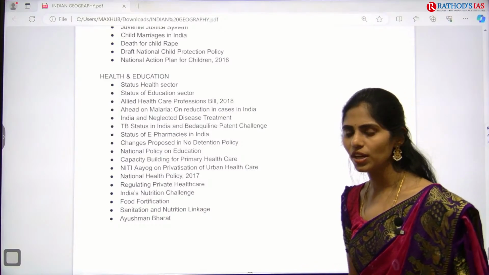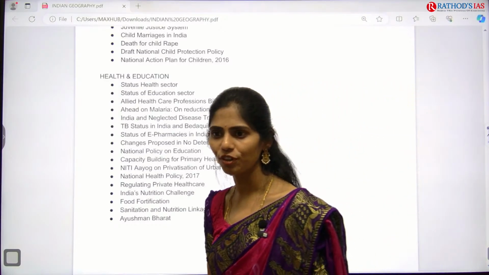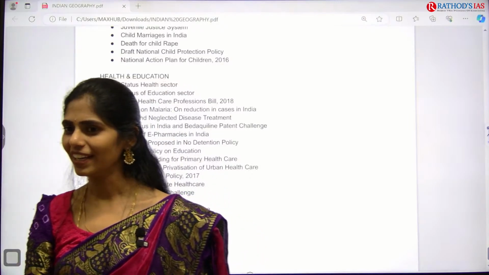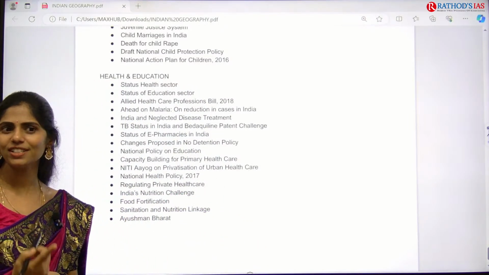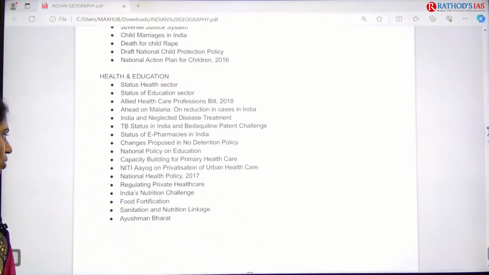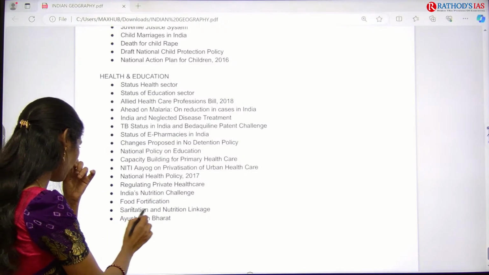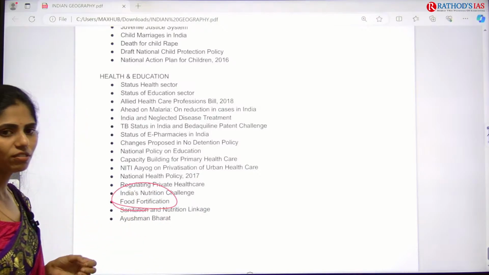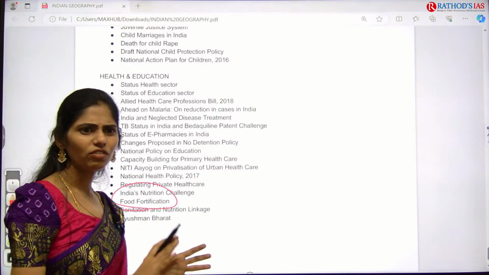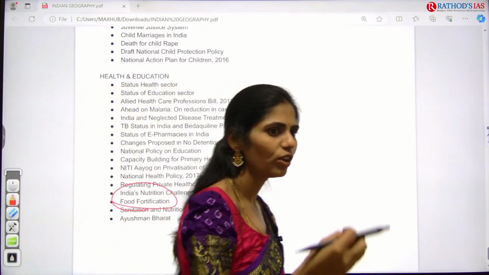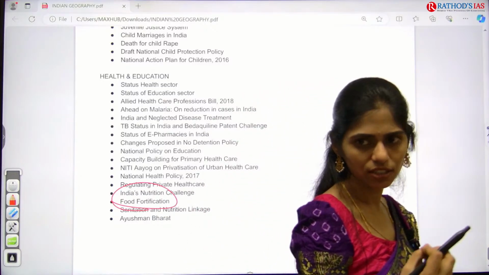And in education we have recently the National Education Policy of 2020, and you have to know that. And in health we have the National Health Policy, you have to know that. Okay. And even we have to focus on one important thing, food fortification. Now we are going for food fortification. Food fortification is nothing but, in the food we are taking, we are adding some vitamins, minerals, etc.